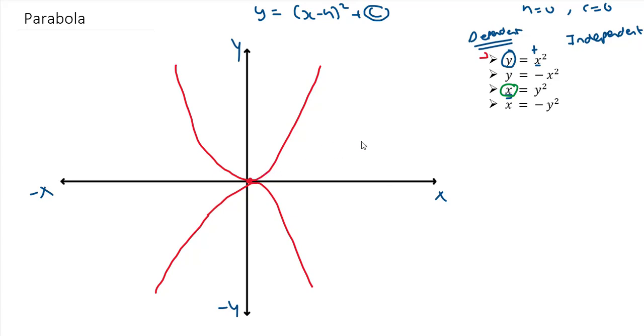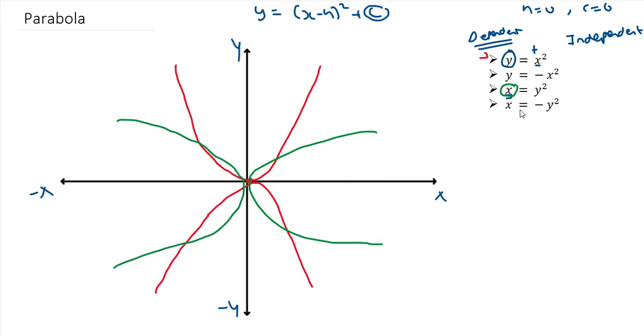So your graph will look like this. So this will be your graph for x equal to y square. For x equal to minus y square, your parabola will open along the negative x-axis, or it will be the mirror image of this graph. So it will look something like this. So this is your graph for x equal to minus y square.